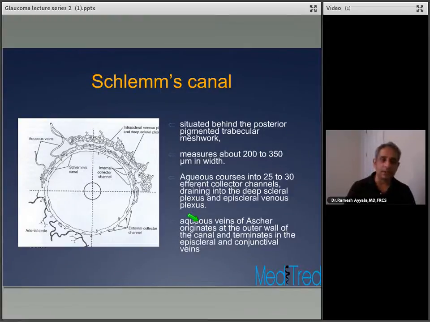Let's look at the Schlemm's canal itself. It's situated behind the posterior pigmented trabecular meshwork. It measures anywhere between 200 to 350 microns in width in enucleated fixated eyes. Aqueous courses into 25 to 30 afferent collector channels, which are all these little channels that are draining out of the Schlemm's canal, that drains the aqueous into the deeper scleral plexus and episcleral venous plexuses.